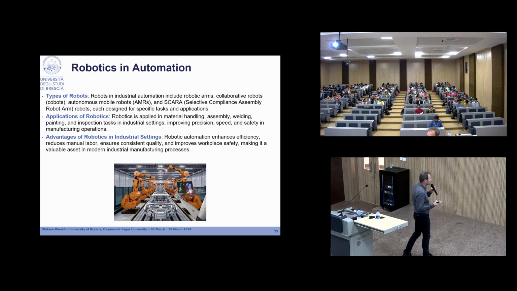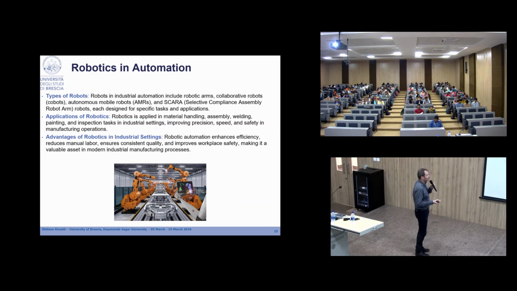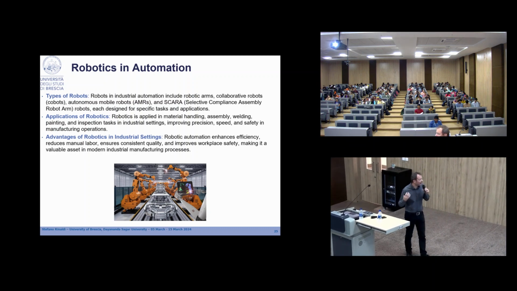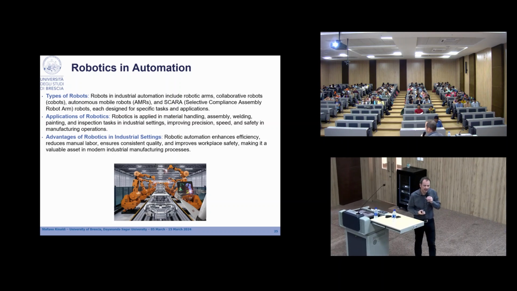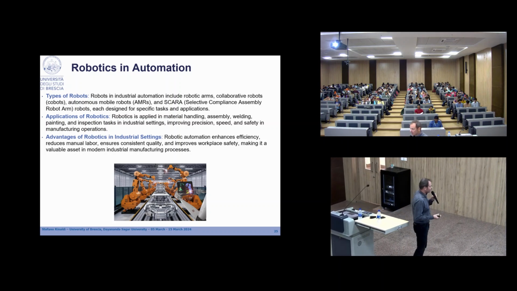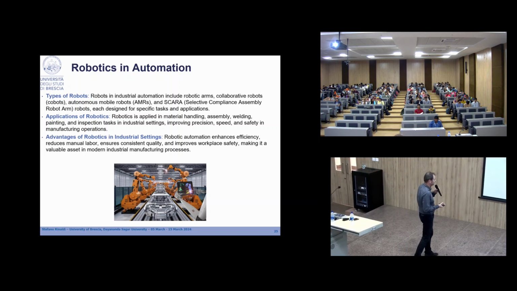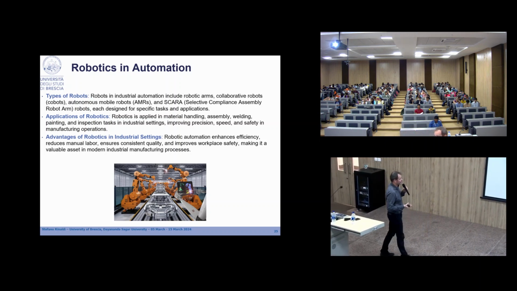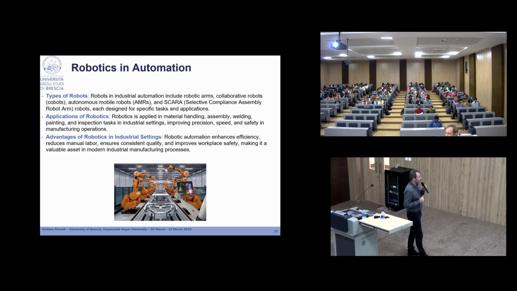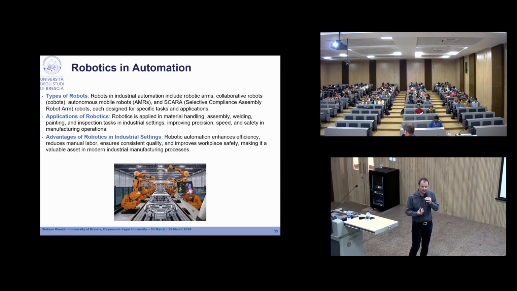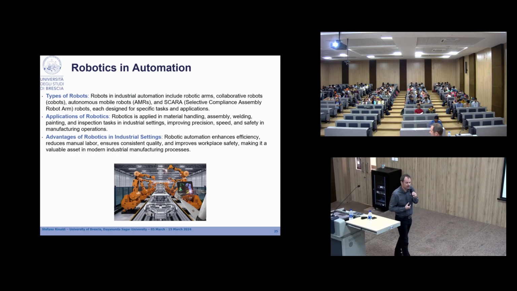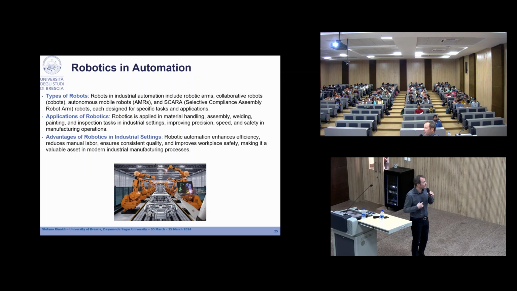Typical applications of robotics in industrial automation are, for example, material handling, assembly, welding, painting, inspection, and so on. In all the applications where we need high precision, high speed, and high safety. The robots and the automation help to reduce the need for human work and help to improve the quality of the products we are producing.